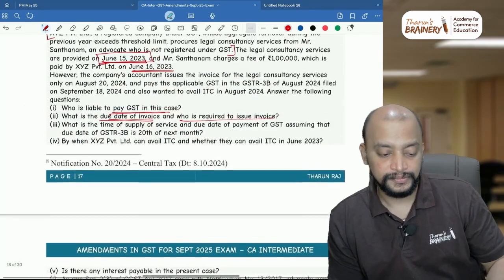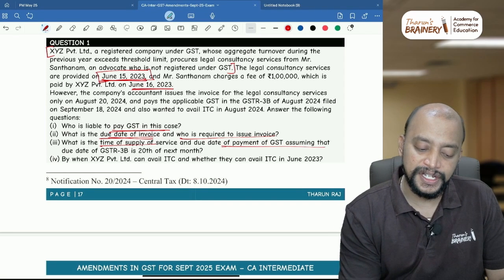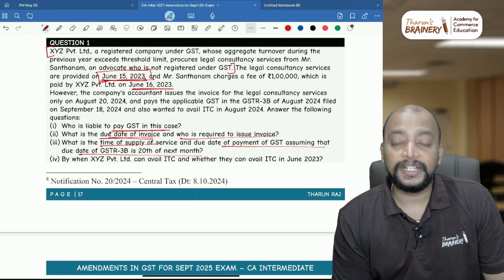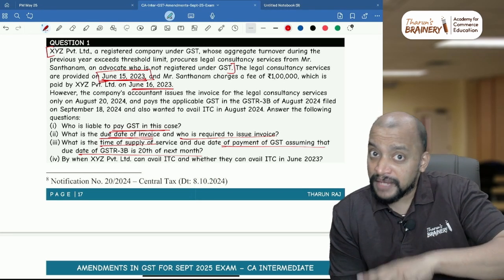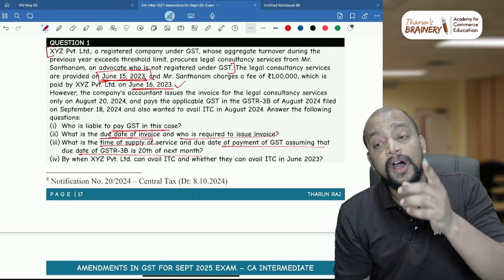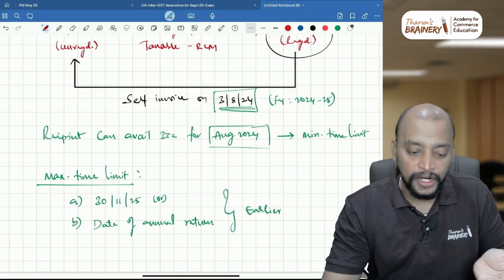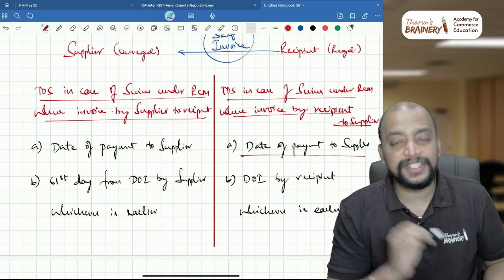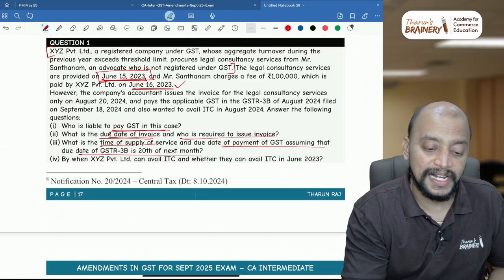Next, the third question. What is the time of supply of service and the due date of payment of GST, assuming the due date of 3B is 20th of the next month? So the time of supply we need to take as the date on which payment is made to the supplier. What is the date on which payment is made to the supplier? June 16. Or the date on which the invoice is issued. Now only we discussed what is the time of supply in case of self-invoice: the date of payment to the supplier or the date of invoice by the recipient, whichever is earlier. What is the date of payment to the supplier?